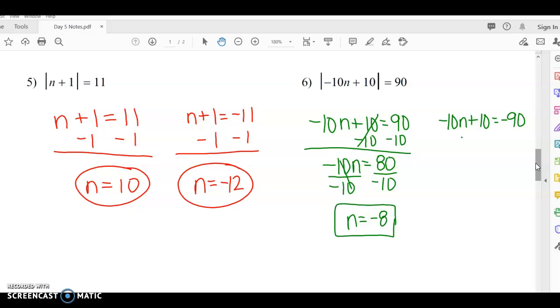And then on the other one, to get rid of the plus 10, I still subtract 10. So I have negative 10n. Negative 90 minus 10 is negative 100. Negative 100 divided by negative 10 gives me n is 10.